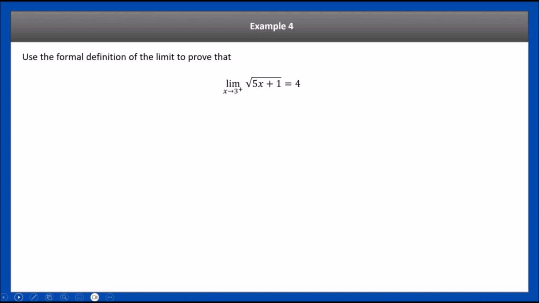Okay, so let's go ahead and prove example 4. This one is a radical. I wanted to put an interesting function in here rather than just polynomials or rationals. So how would we do a radical? Let's prove this. Again, we're going to start with the usual: given epsilon greater than 0, let delta equal some quantity.